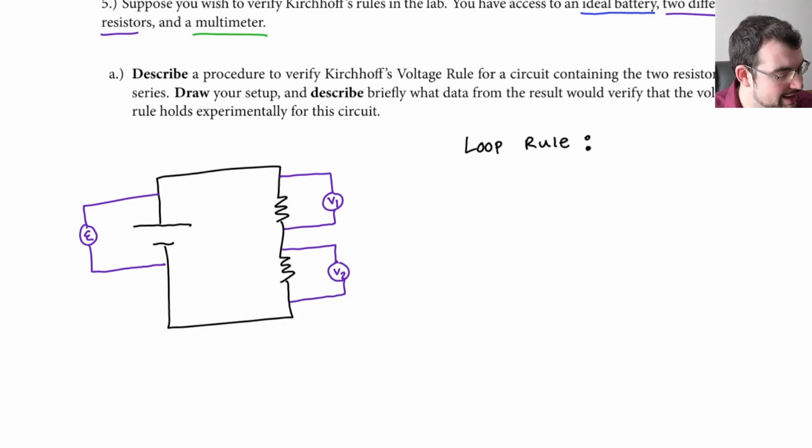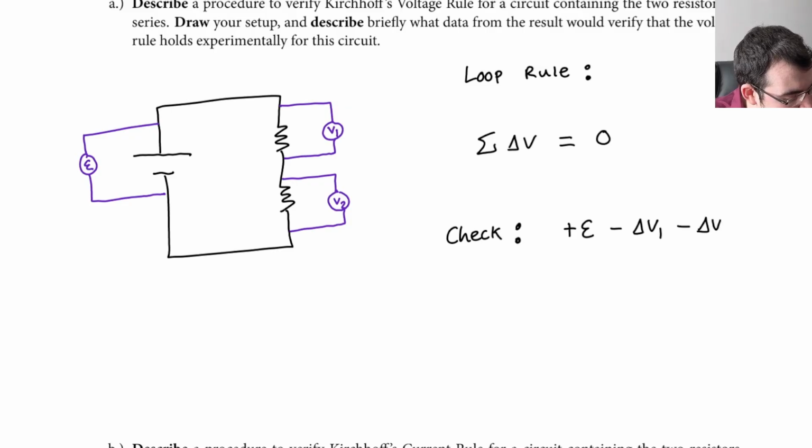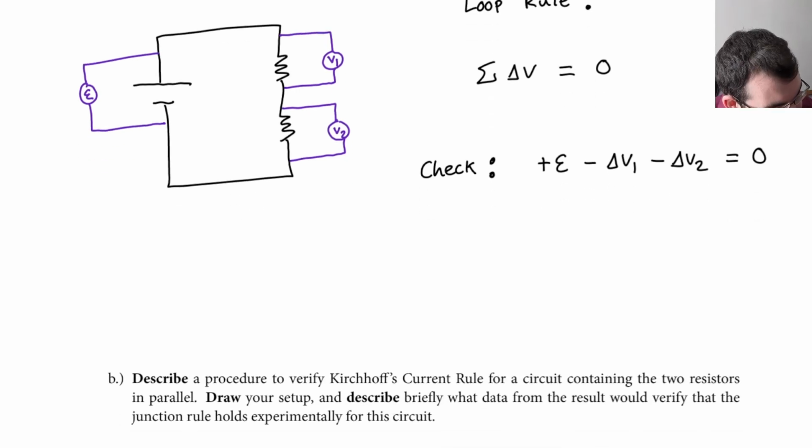And the loop rule says it should add up. So what does the loop rule say? Well, the loop rule says the sum of the delta V's must be equal to 0. So what are you doing? You're checking that the voltage across the battery minus delta V across the first resistor minus delta V across the second resistor must work out to 0. Because you gain some potential that is stepped up by going through the battery terminals, and then you drop it across both resistors combined.